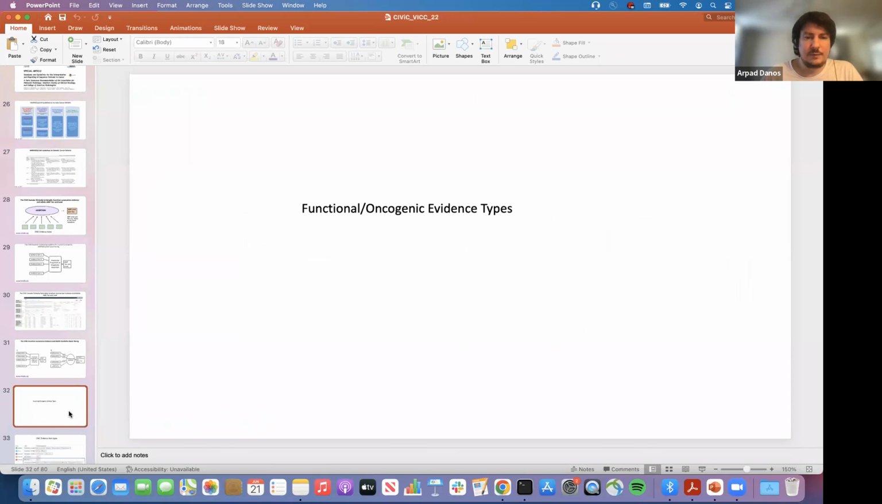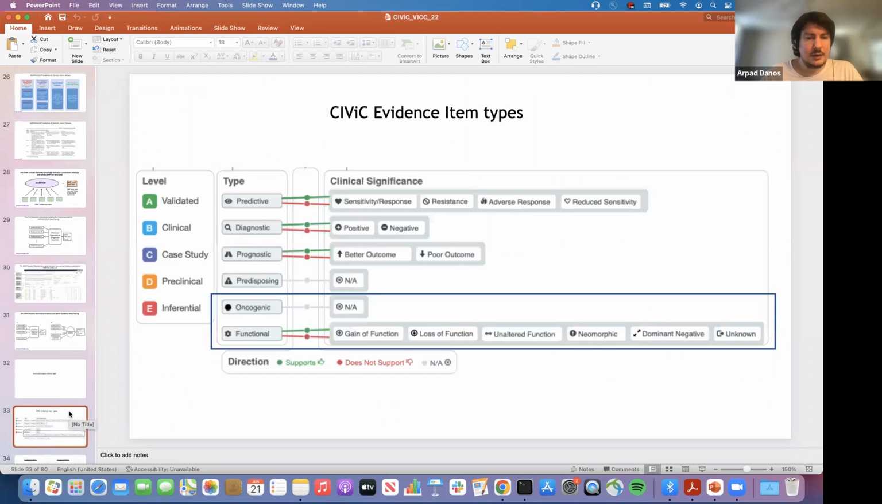At first, I'm going to talk briefly about the functional and oncogenic evidence types. And these are sort of newer parts of the data model. So I guess this is where the review sort of ends and we start to get into newer territory. So I'm focusing on functional and oncogenic evidence item types.